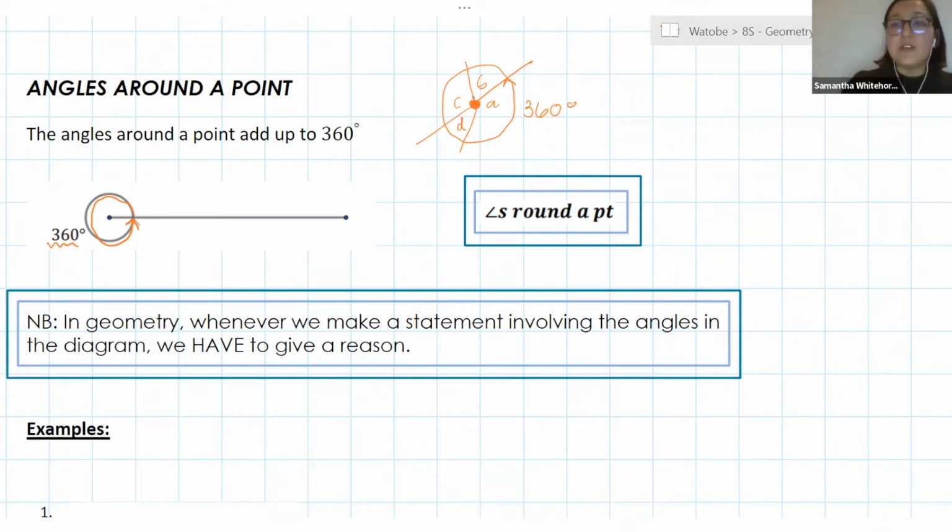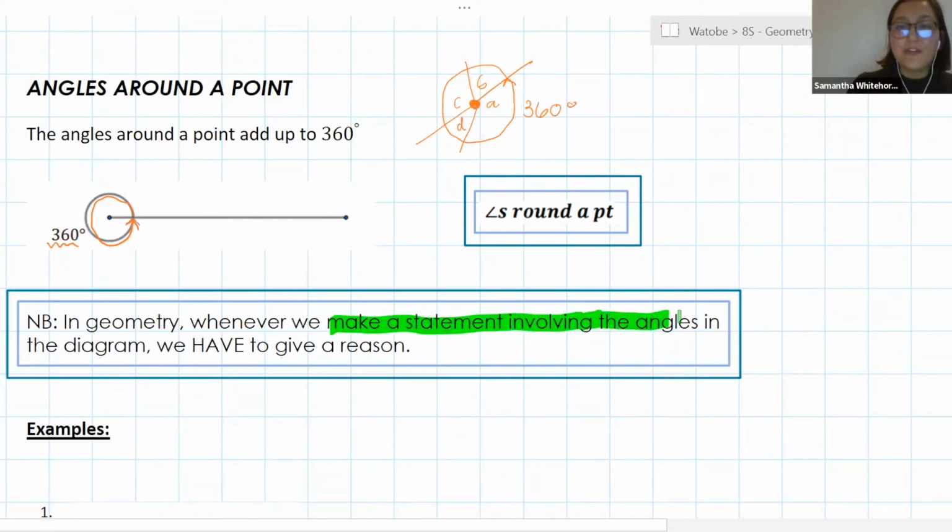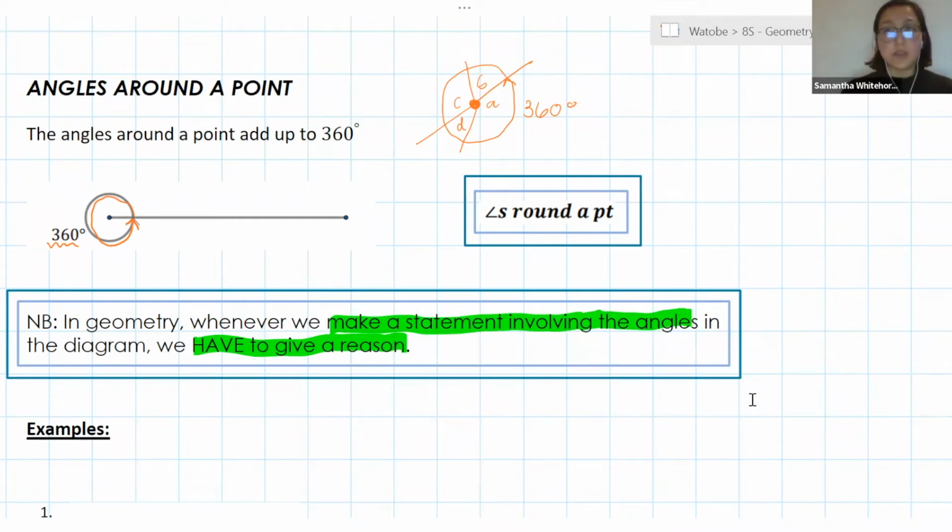Now, what is very, very important in geometry is that the second you make a statement, and you'll see what I mean in a second, you have to give a reason. It's non-negotiable. You can't choose to give a reason or not. You have to give a reason. You can get marks allocated for your reasons. So it's really important that we remember our reasons.